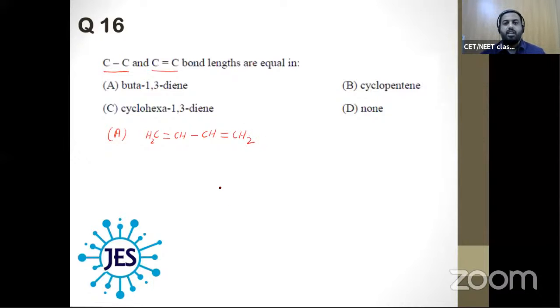Now, this compound shows resonance. I can write resonance structures like this, wherein the double bond or pi bond shifts: double bond here between CH and CH, single bond CH2. Since this carbon is taking away pi electrons, it is negatively charged, and this carbon will be positively charged.